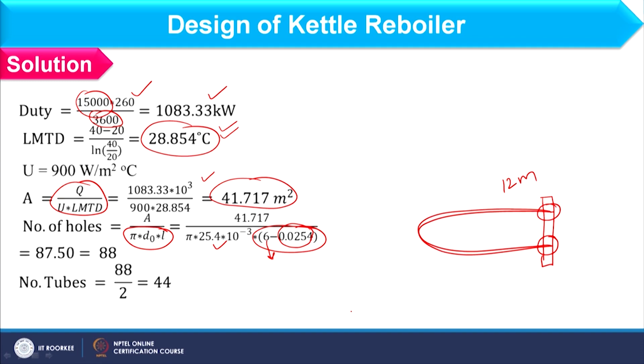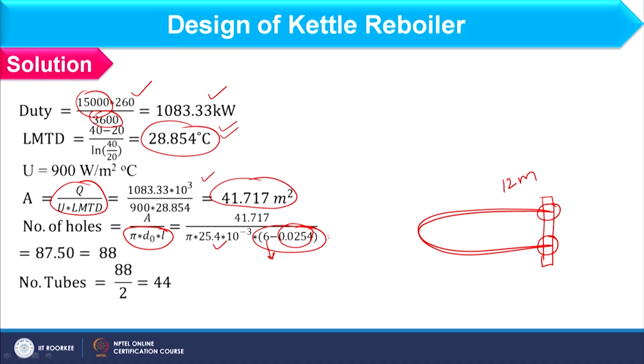Okay. Usually we consider tube sheet thickness as 25 mm, but here because OD of the tube is more than 25 mm, we should consider OD of the tube equal to the tube sheet thickness, right. So, in this way we have found out tube sheet thickness as 25.4 mm. Okay. So, considering all these values as well as total heat transfer area, we can find out the number of tubes. We can find out the number of tubes as 87.5, which should be 88.